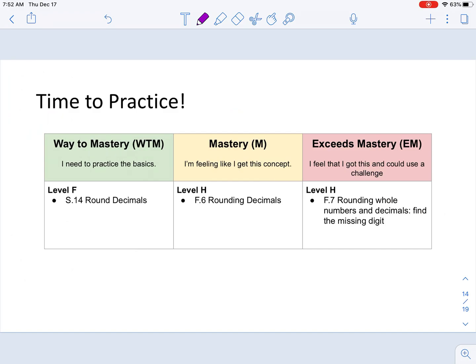All right, you are going to do some practice on your own. This might be a new topic for you, or you may have done this before. So depending on your level, you can decide if you want to work on way to mastery, another way to say I'm on my way, or near mastery. Okay, S14, make sure you pay attention if you choose this one. It is in level F. The other two are in level H, for mastery F6 and for exceeds mastery F7. Let me know if you have any questions.